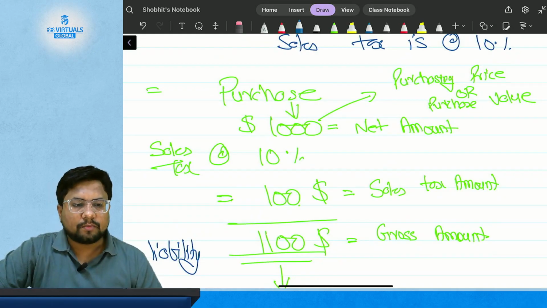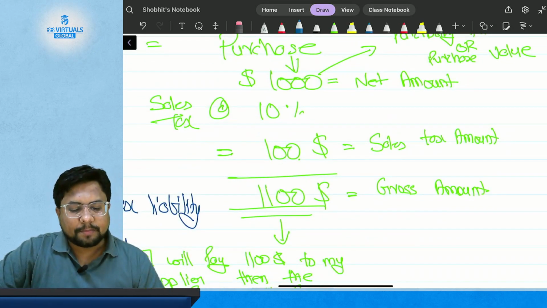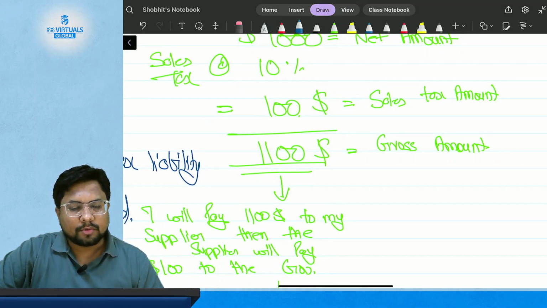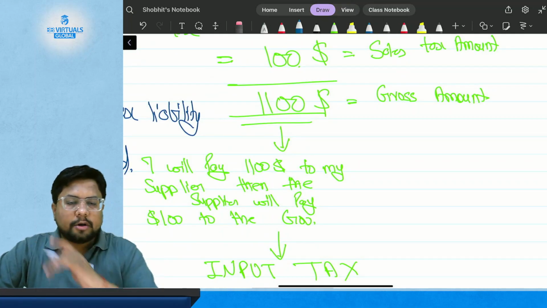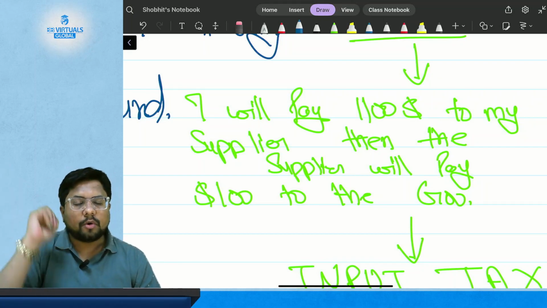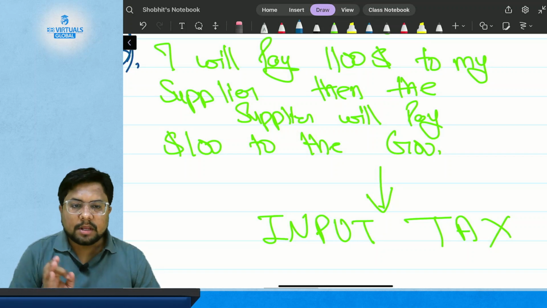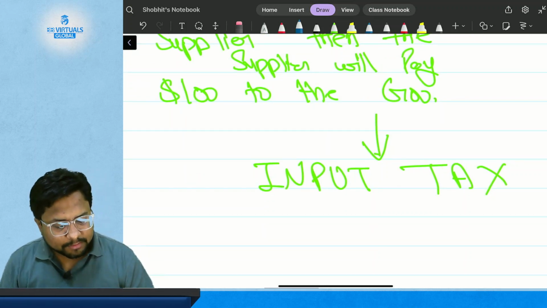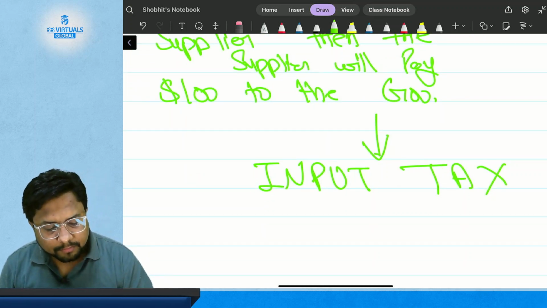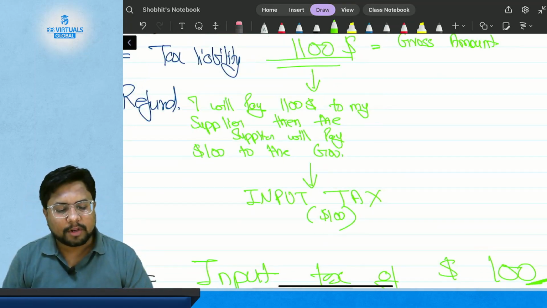So you have made a purchase of $1,000, on which 10% tax has been charged, that becomes $1,100. Now you will pay $1,100 to the supplier from whom you have purchased the goods, and then he will pay $100 to the government and $1,000 will remain with him. So it is input tax for you. Input tax of $100.